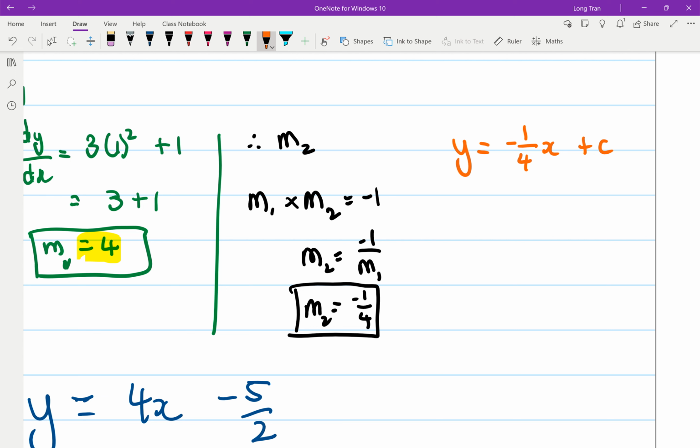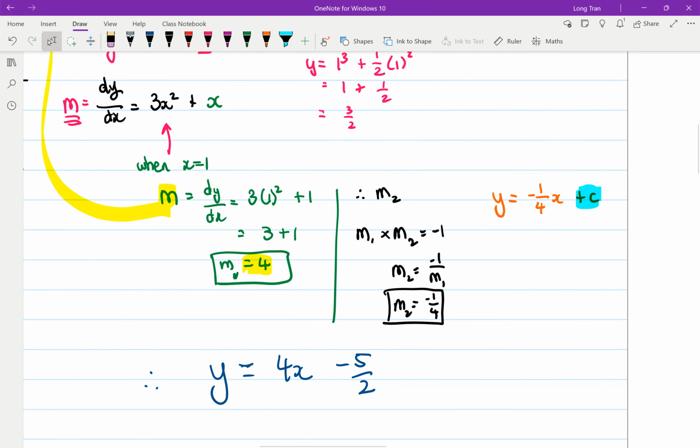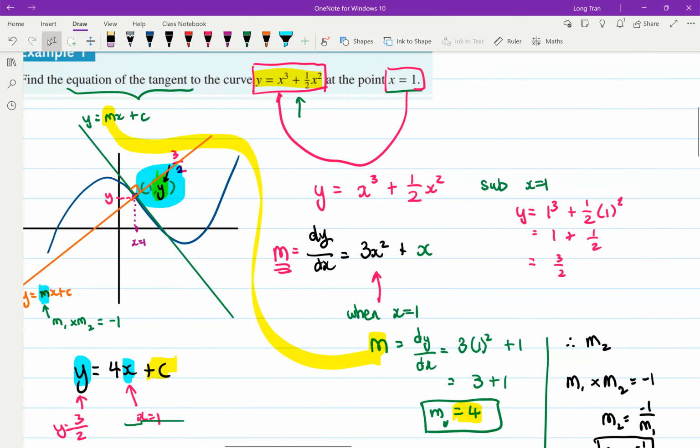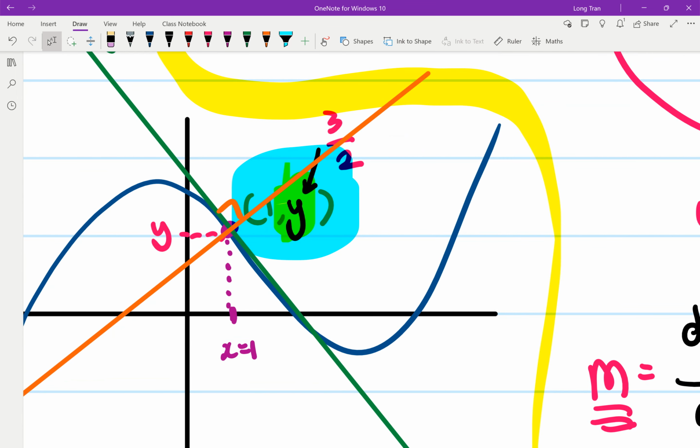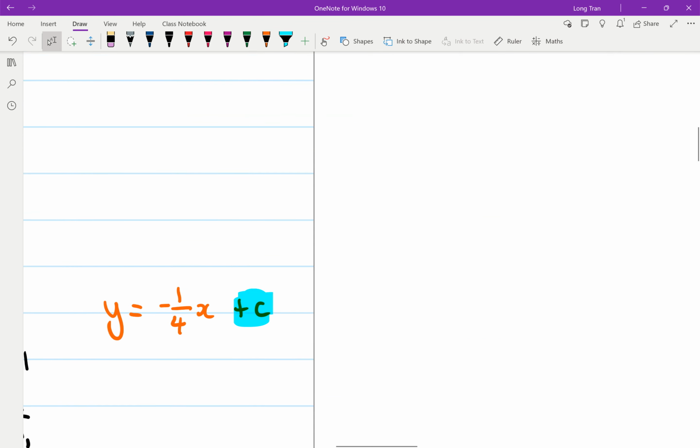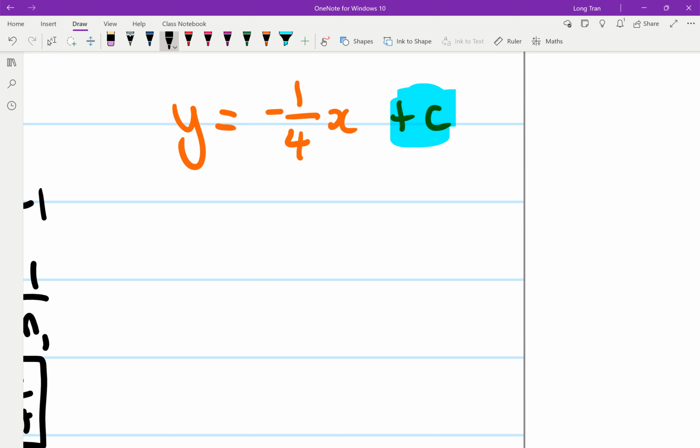Again, how do you find c? I need to find c. What can you do? Yeah, and that's what most students tend to forget. They can find out m, that's common. Most students forget that the normal line still crosses the same point. That's the only information we have of the orange line, that it crosses through when x is 1, y is 3 on 2. So you can still sub the same point in. Over here, you can still sub x equals 1 and y is 3 on 2, and you get your equation.